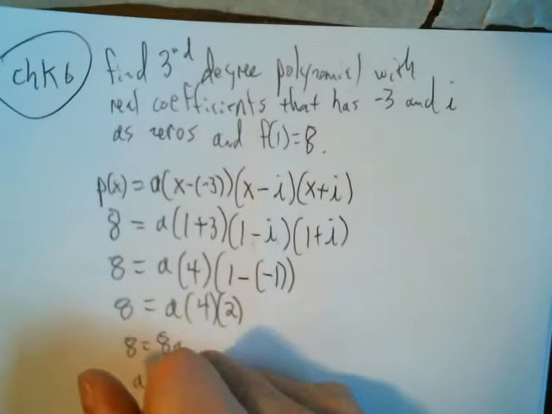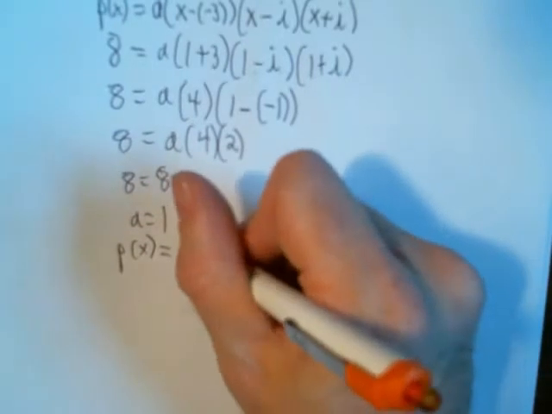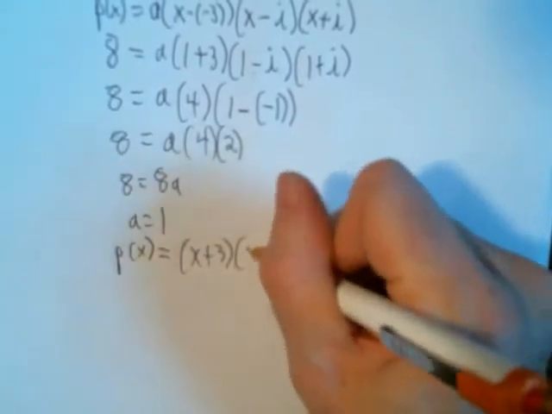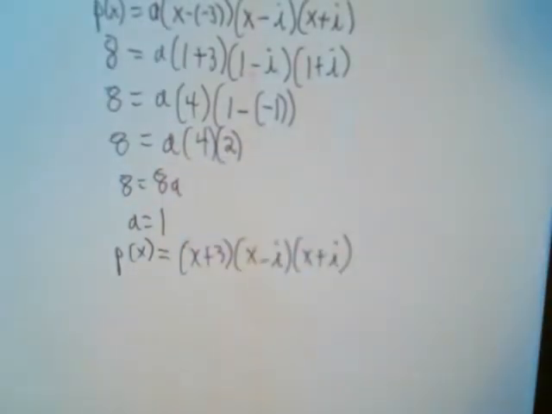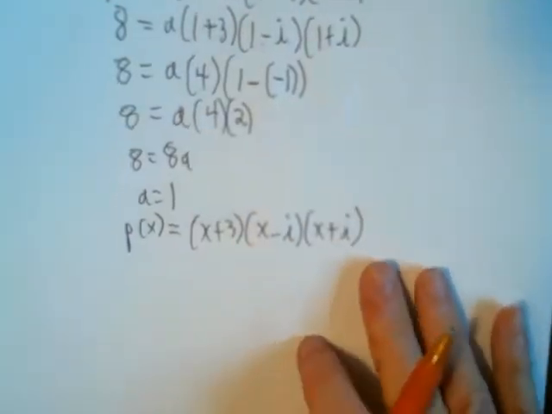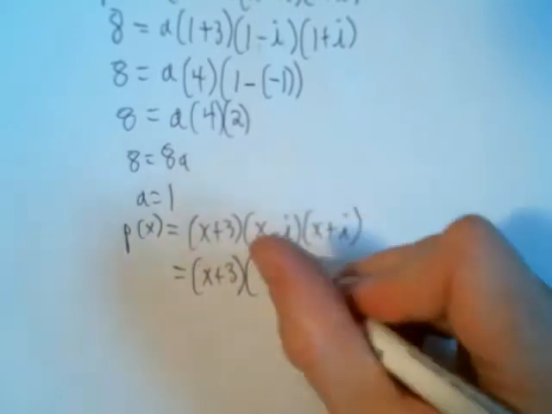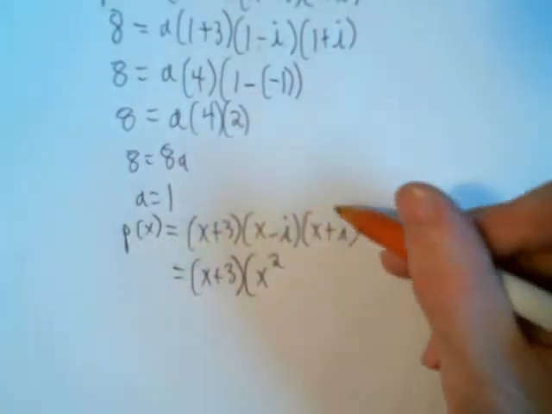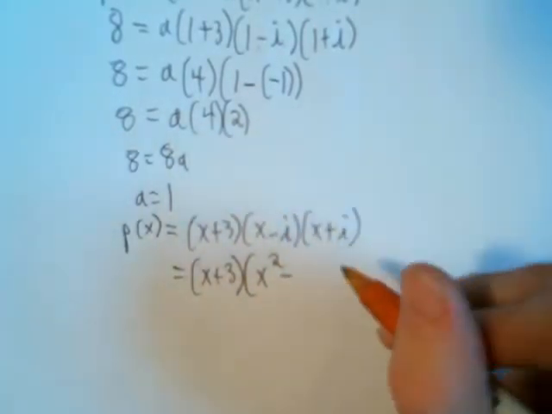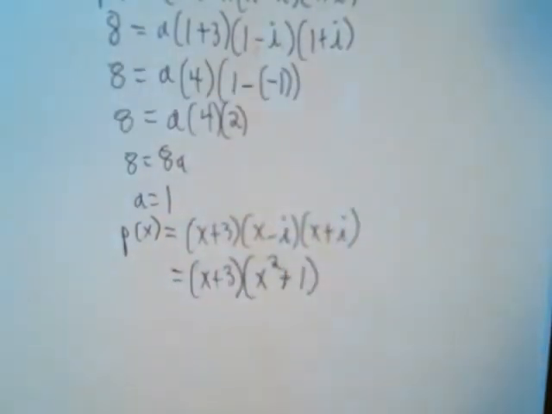So our polynomial p of x is going to be a, which is 1, times x plus 3 times x minus i times x plus i. The book wants you to put it into the standard form of a polynomial, so we're not going to leave it like that. We're going to go ahead and FOIL everything out. So let's start with the conjugate pair. First, we'll give you x squared, the outer i and inner negative ix will cancel, and then last, minus i squared. And of course, i squared is negative 1, and then minus negative 1 will be plus 1, and you get x squared plus 1.